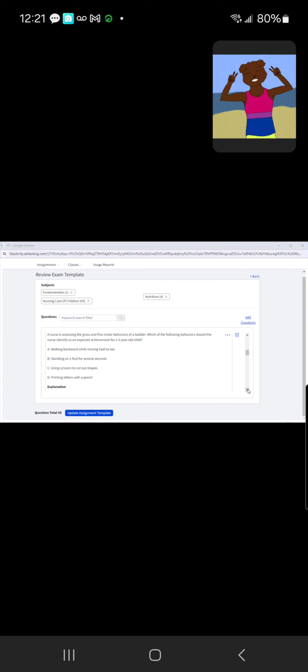All right, so somebody's saying A, and some people say B. The answer is B, standing on one foot. Walking backwards, like moonwalking, I think is a 5-year-old. Using scissors is a 4-year-old, and printing letters is a 5-year-old, like we talked about in the beginning.